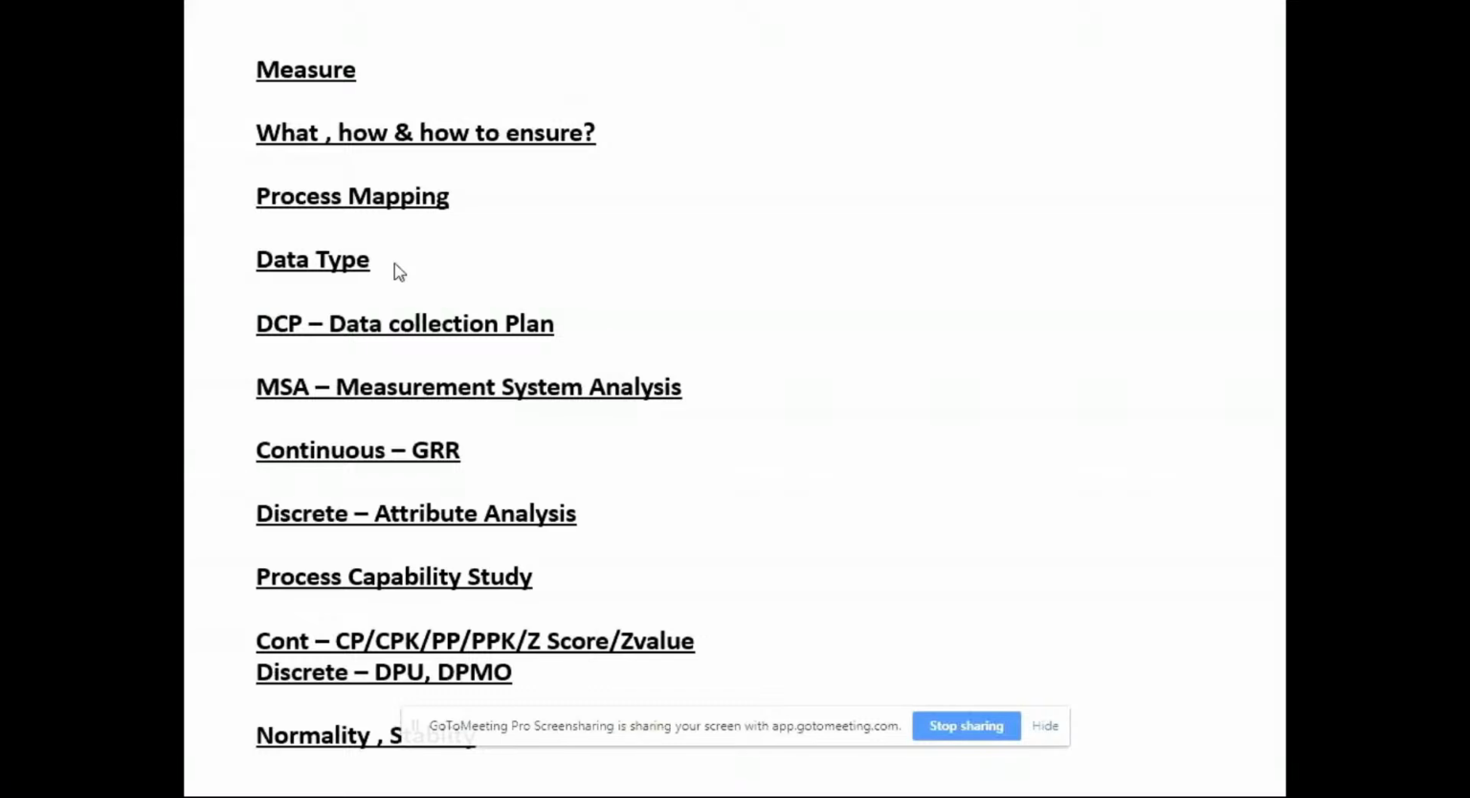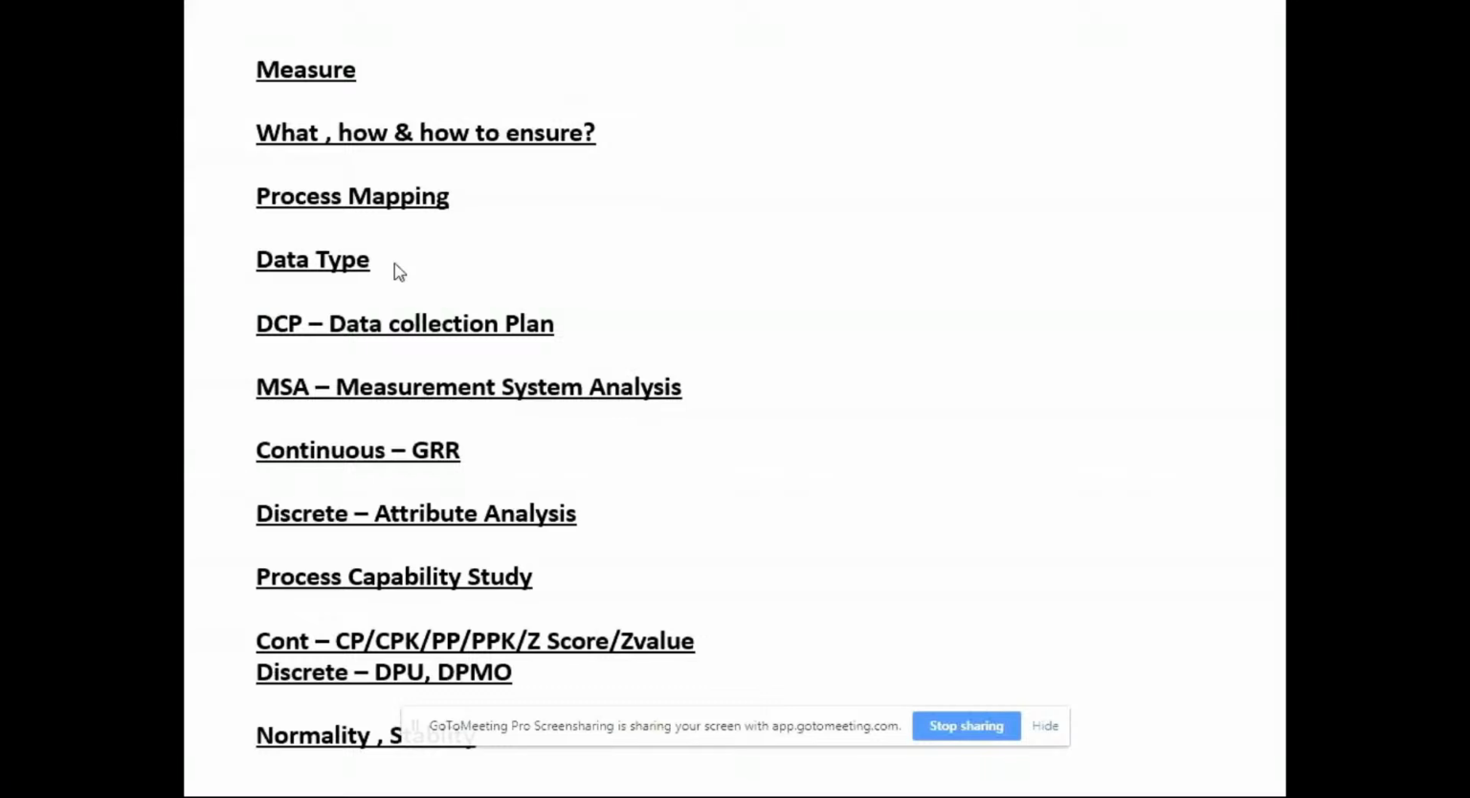So CP. Let me ask you this. For a Six Sigma process, what should be the value of CP in an ideal scenario? 2. 2, absolutely. I won't ask any question. I know these are clear. Perfect. These are easy ones. And let me ask you a tricky one.